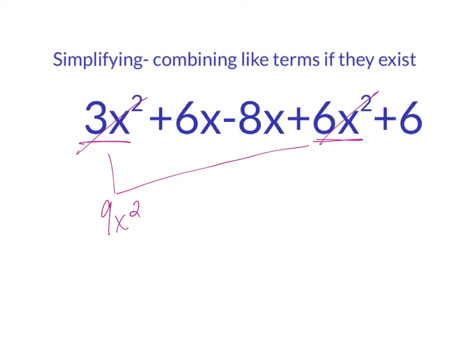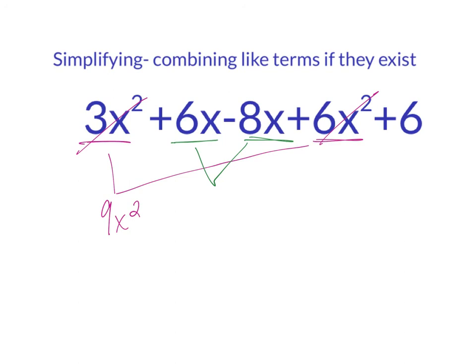Then I'm going to go to my next term, 6x. So I'm going to look at the rest of this. I've got negative 8x. Those two both have x's, just straight plain old x's. And then I have a plus 6 over here. No x with this 6, so I'm not going to do anything with it. Not right now anyway. So 6x minus 8x.